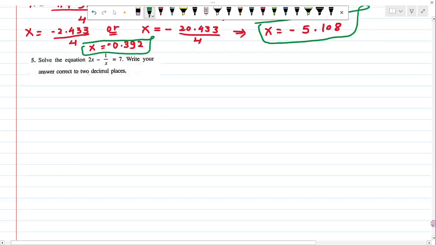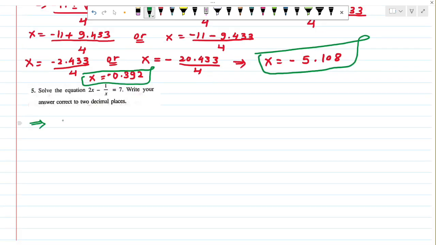I hope the fourth question is clear for everyone. We will move to the fifth question, that is, solve the equation 2x minus 1 by x is equal to 7. Write the correct answer correct to two decimal places. So we have to solve this and then we will round it to two decimal places.